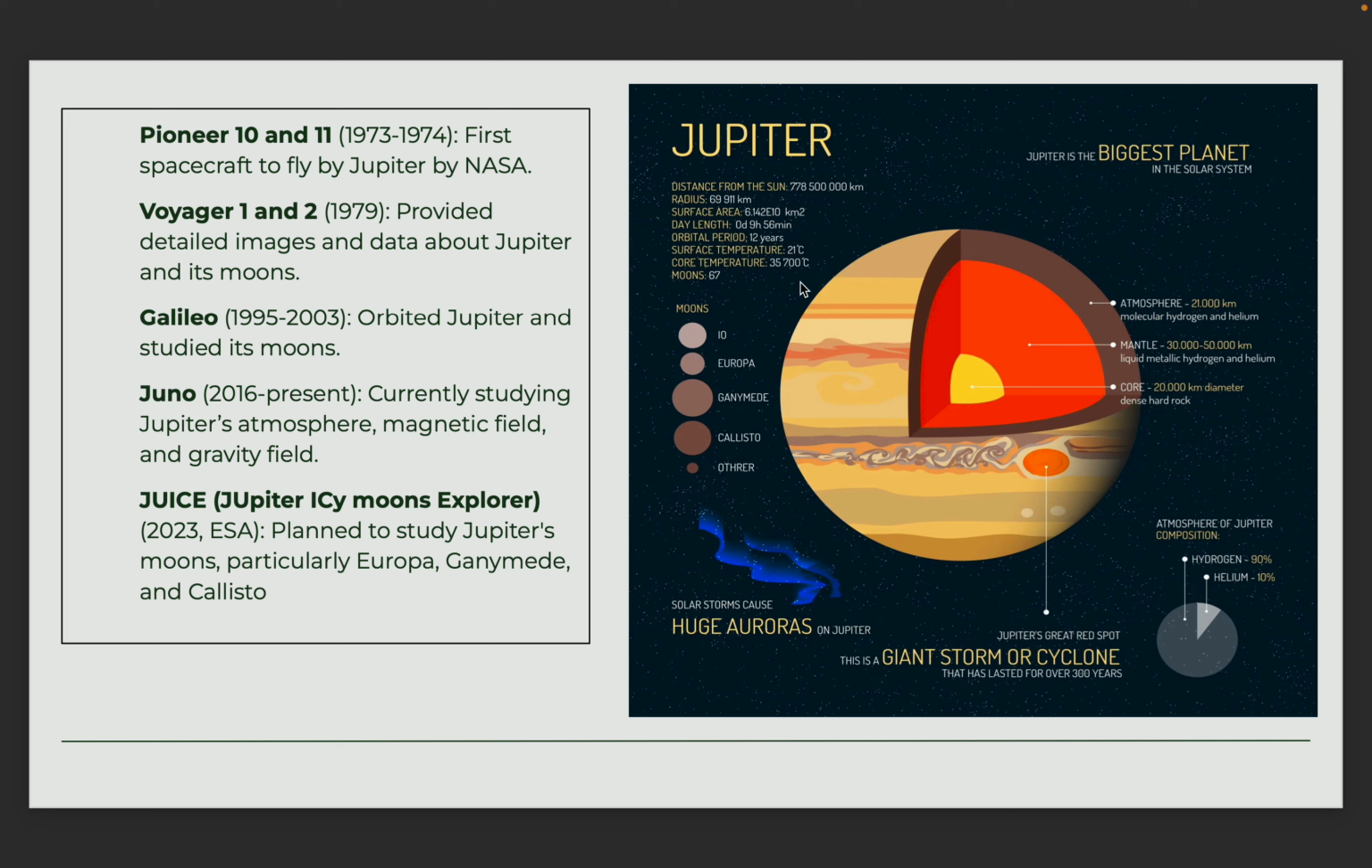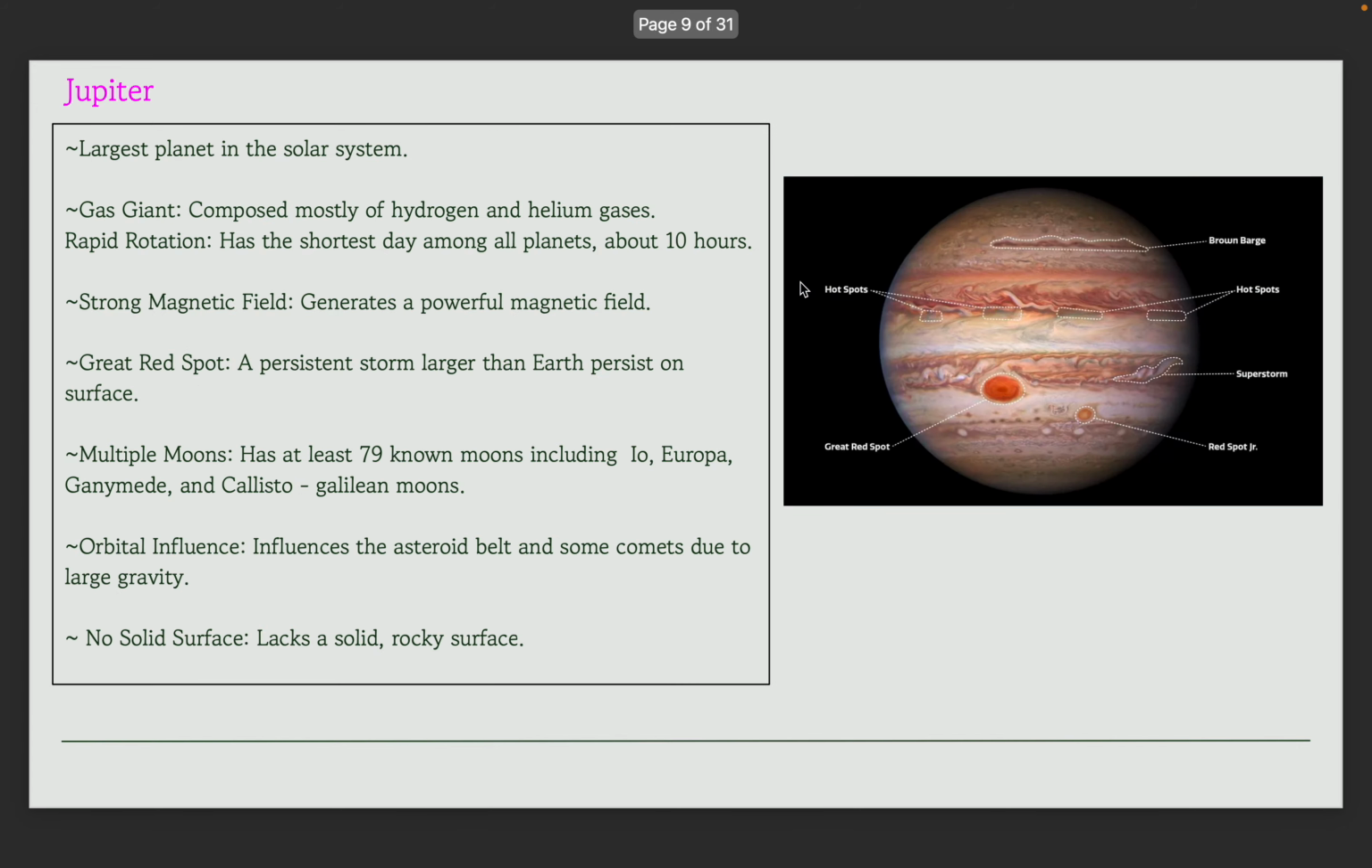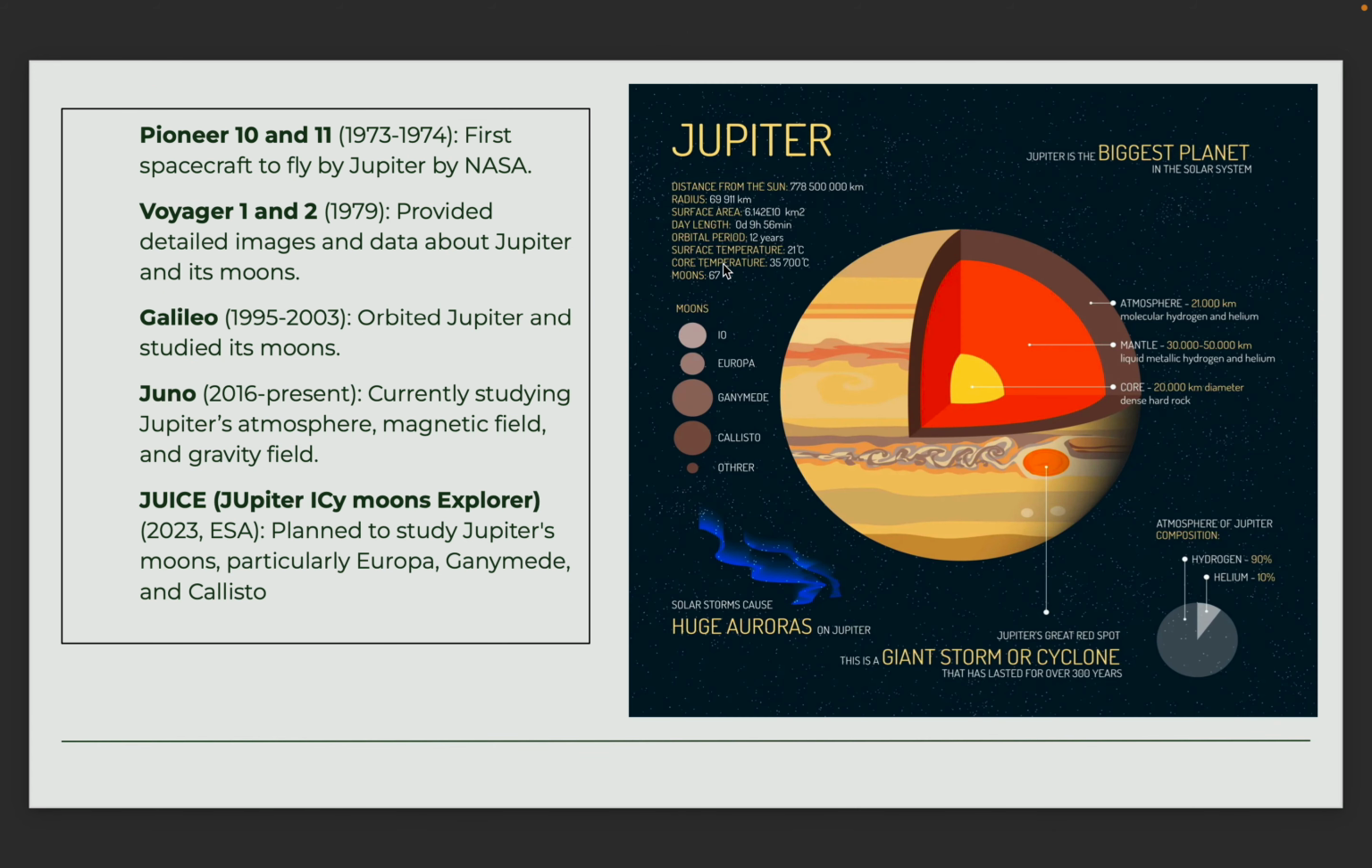Its surface temperature is about minus 21 degrees Celsius, which is very low compared to the inner planets. Core temperature is about 35,000 degrees Celsius. Jupiter has 79 moons; this is not updated. There are different moons: Io, Europa, Ganymede, Callisto.